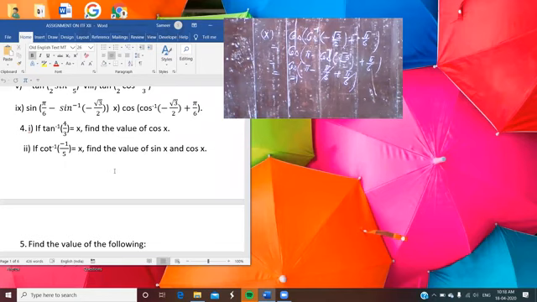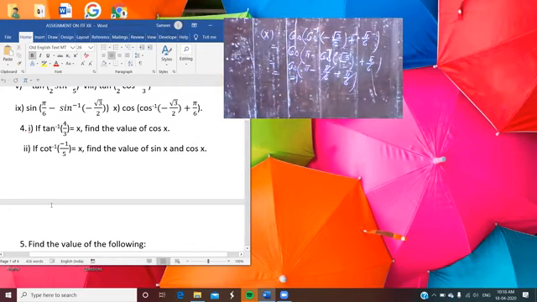Just see that if you assume cot inverse 1 by 5 is equal to x, then cot x is 1 by 5, but x belongs to the open interval from 0 to pi. From 0 to pi, sin x is positive, no doubt, so here you have to take the positive value of sin x. And cos x becomes negative, so you have to write the value of cos x with a negative sign. So do it by yourself.